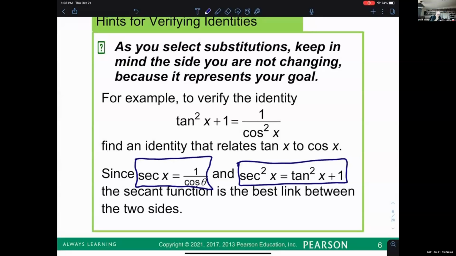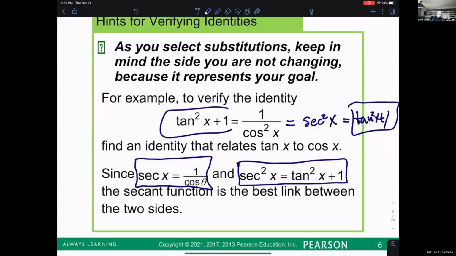So for example, the side on the right could be shown to be equal, since it's 1 over cosine squared, so that's the square of secant, that can be shown to be equal to secant squared x. And then secant squared x by the second identity can be shown to be tan squared x plus 1, and that's exactly what you had on the other side. So you've confirmed that the two sides are equal, and you've therefore verified that identity.